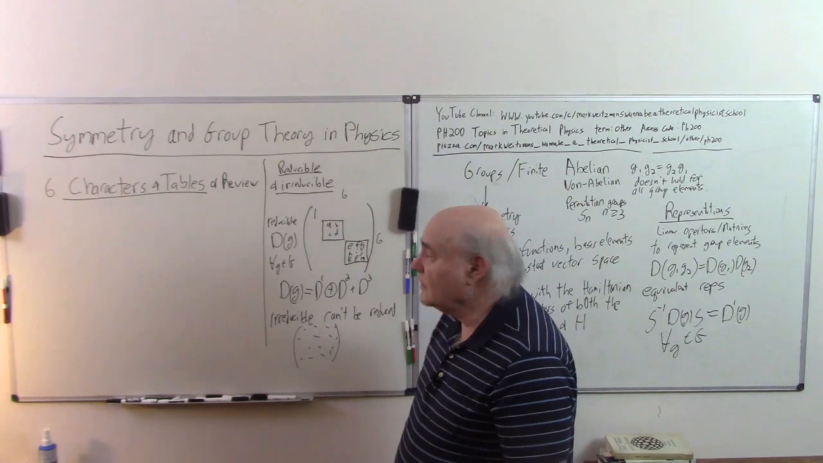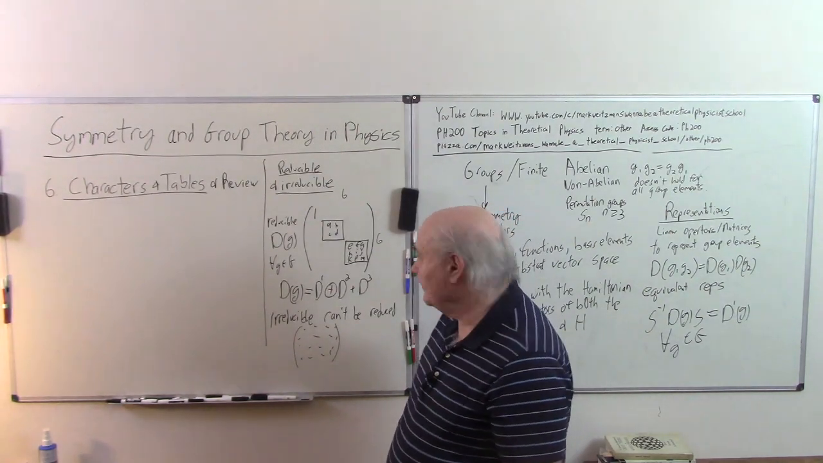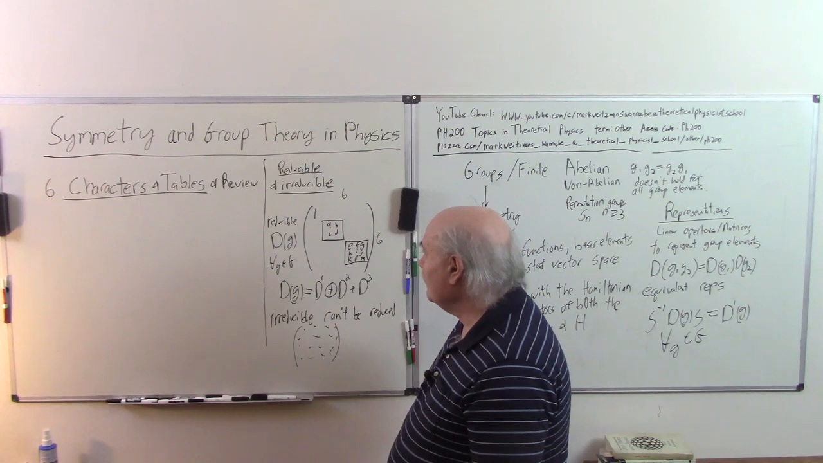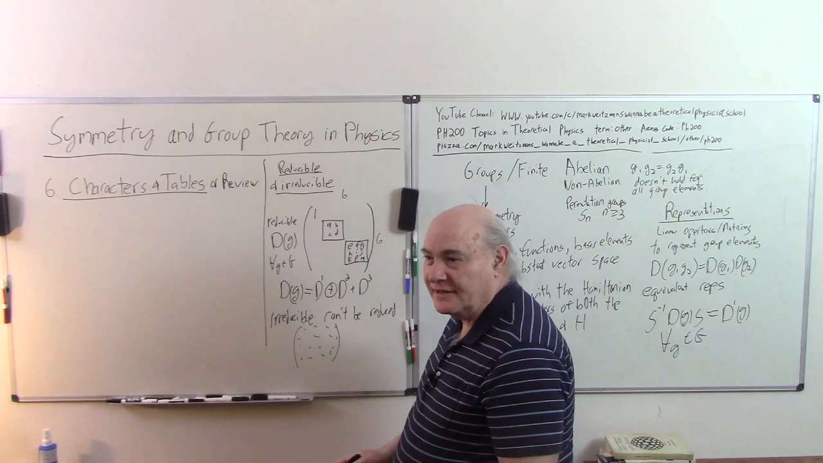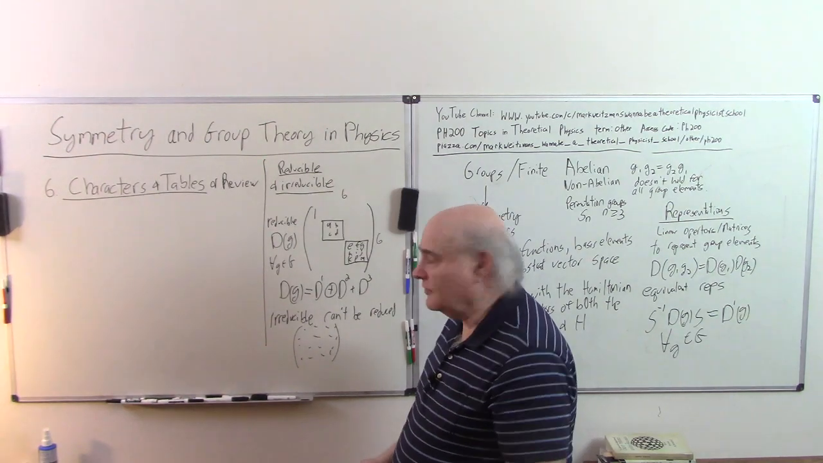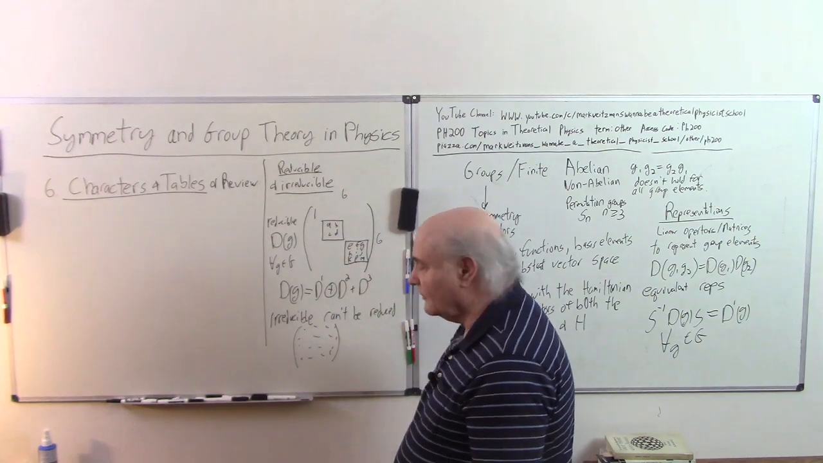So one of our goals in group theory with finite groups is we first want to find out what's the symmetry group. Then we want to get an idea of how we can represent that symmetry group. And then we want to reduce it to the irreducible components.